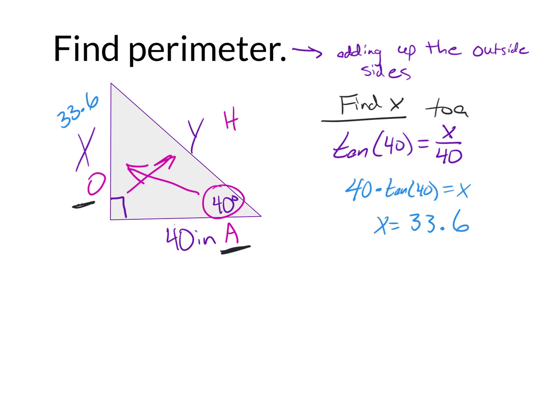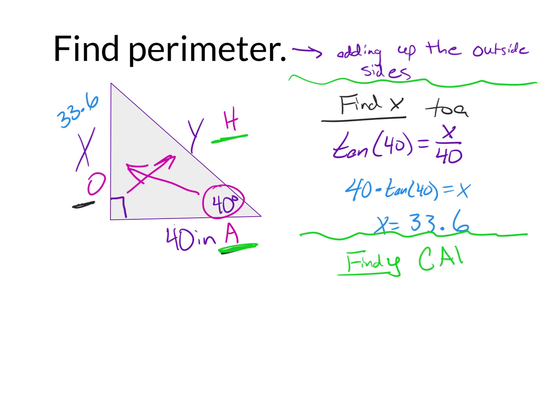Then, to find the y. Okay, well, y is the hypotenuse, and let's use the one we originally knew too, the A. So I have the hypotenuse and A, or adjacent, so that's A and H, which is CAH. So I'm going to say cosine of the 40 is equal to adjacent 40 divided by the hypotenuse, which we don't know, it's y. Okay, this time the variable's on the bottom, so I'm going to say y is equal to 40 divided by cosine 40.